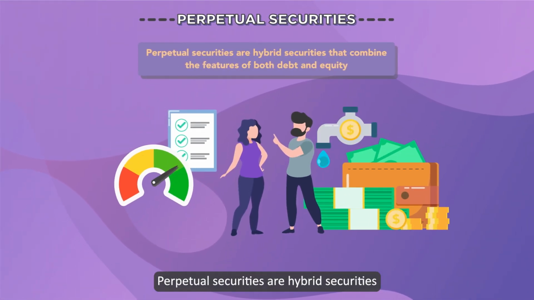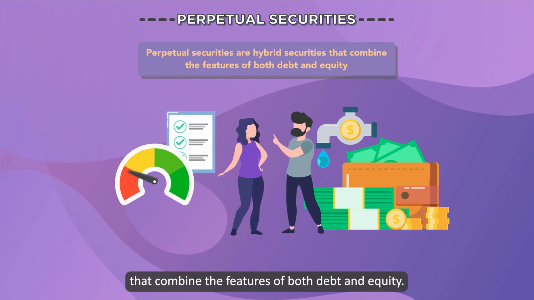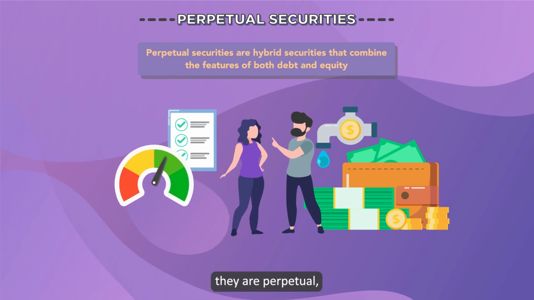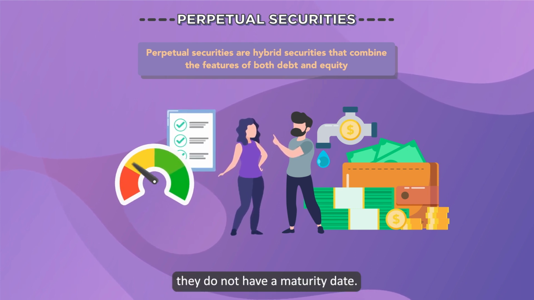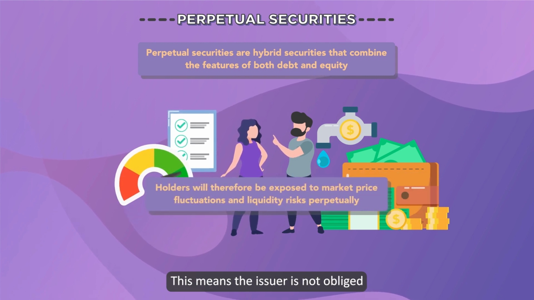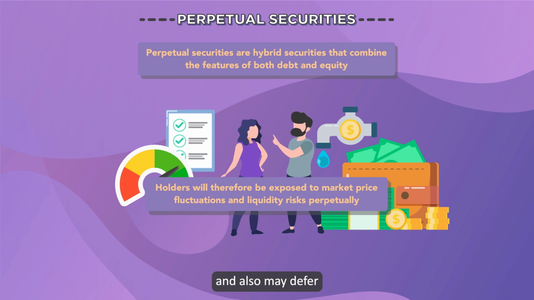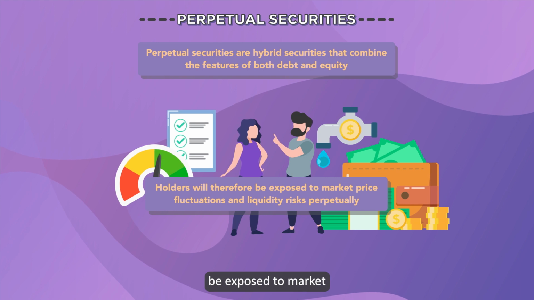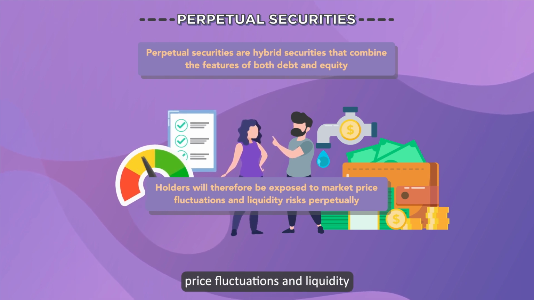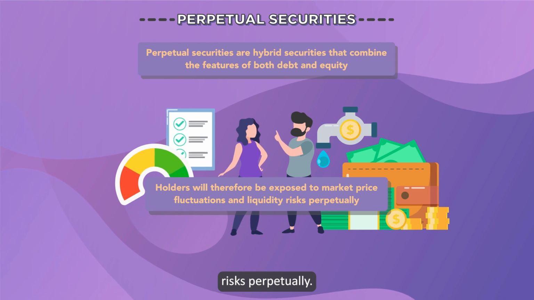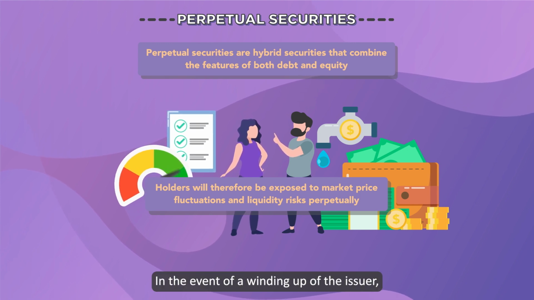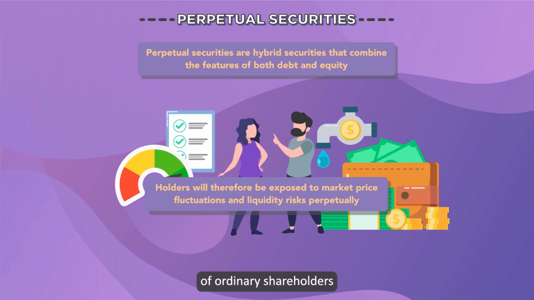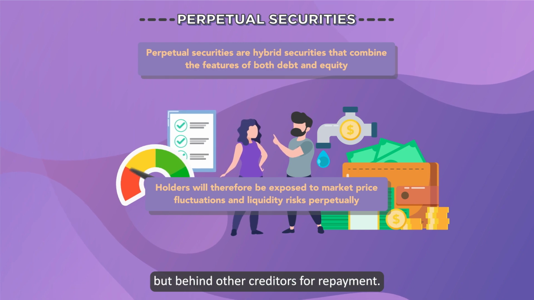Perpetual securities are hybrid securities that combine the features of both debt and equity. As the name implies, they are perpetual, which means they do not have a maturity date. This means the issuer is not obliged to redeem the securities at all and also may defer paying the coupon perpetually. Holders will therefore be exposed to market price fluctuations and liquidity risks perpetually. In the event of a winding up of the issuer, holders of perpetual securities normally rank ahead of ordinary shareholders but behind other creditors for repayment.